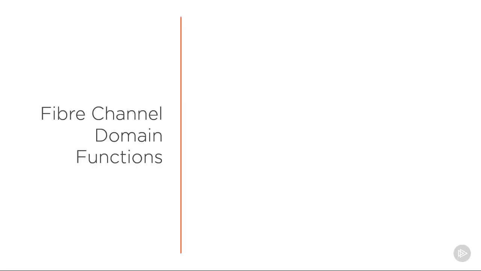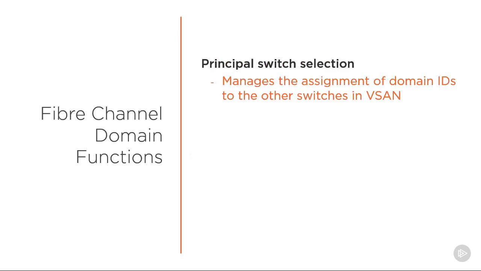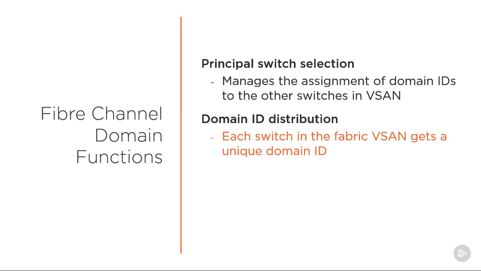By default, each VSAN is going to elect a principal switch that will hand out domain IDs to all of the other switches in that VSAN fabric. And this is very much like DHCP. The principal switch's job is to assign the domain ID to all of the other switches in the VSAN. And not just any domain ID, but the principal switch has to make sure that each switch in the fabric VSAN gets a unique domain ID.